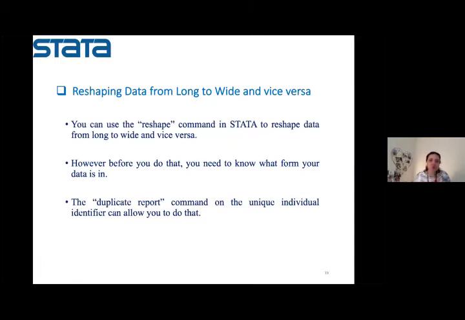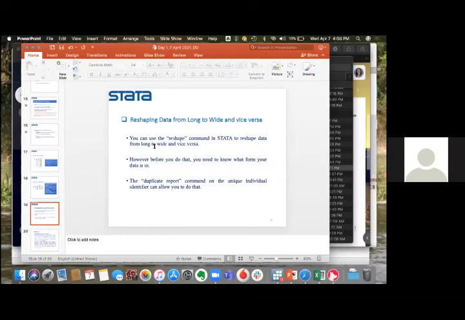However, when you get the data, you need to know what your data shape is. Is it wide or is it long? Okay? Questions, comments? Yeah, maybe have a comment.